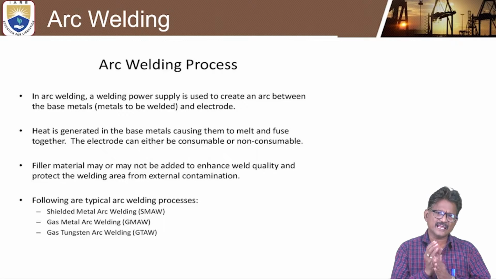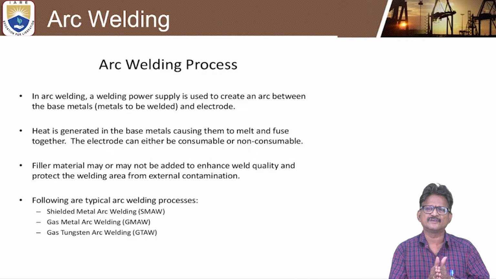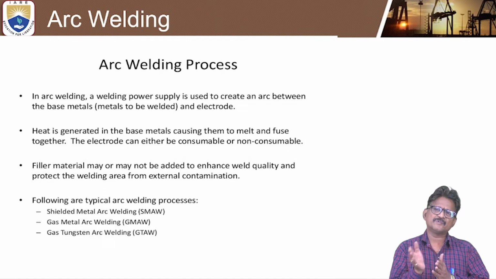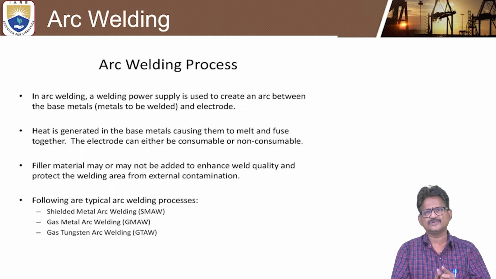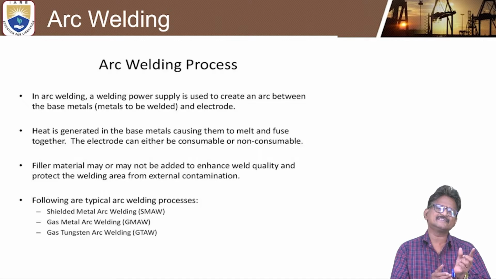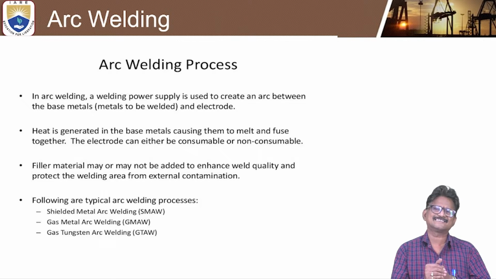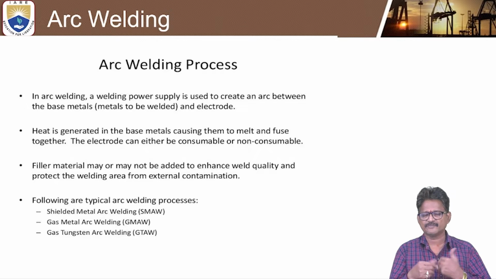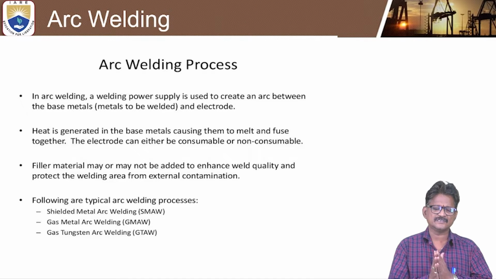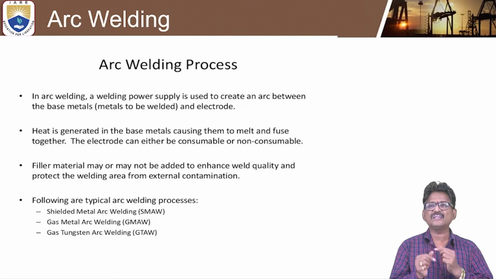The electrode may be either consumable or non-consumable, depending on the classification. TIG welding uses a non-consumable electrode, and MIG welding uses a consumable electrode. In that classification, we will discuss TIG welding and MIG welding in detail. And coming to the heating, filler material may be added to enhance the weld quality.